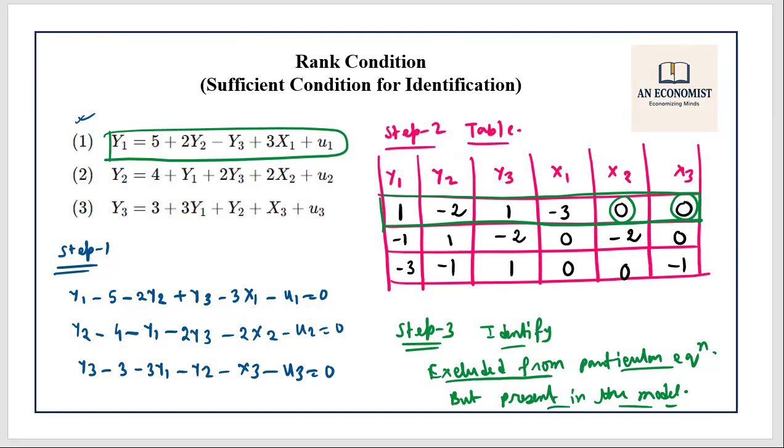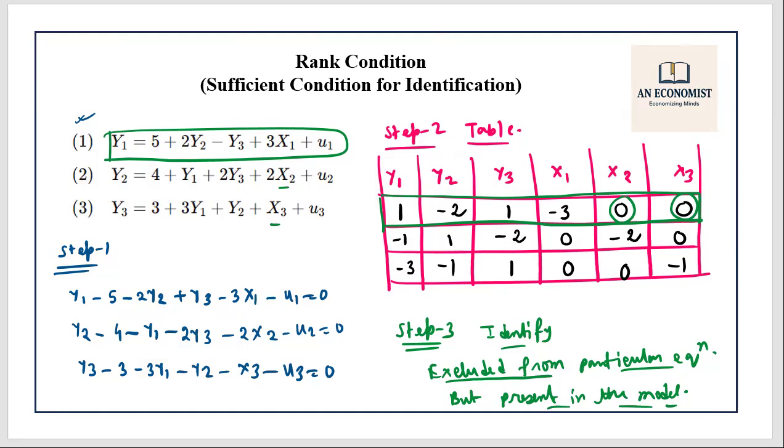So we have written it that way only, right? x2 is not present in the first equation. That is why we have put 0 here. x3 is not present in the first equation. That is why we wrote 0 here. So x2 and x3 are two exogenous variables that are present in the system. See, x2 is present, x3 is present.